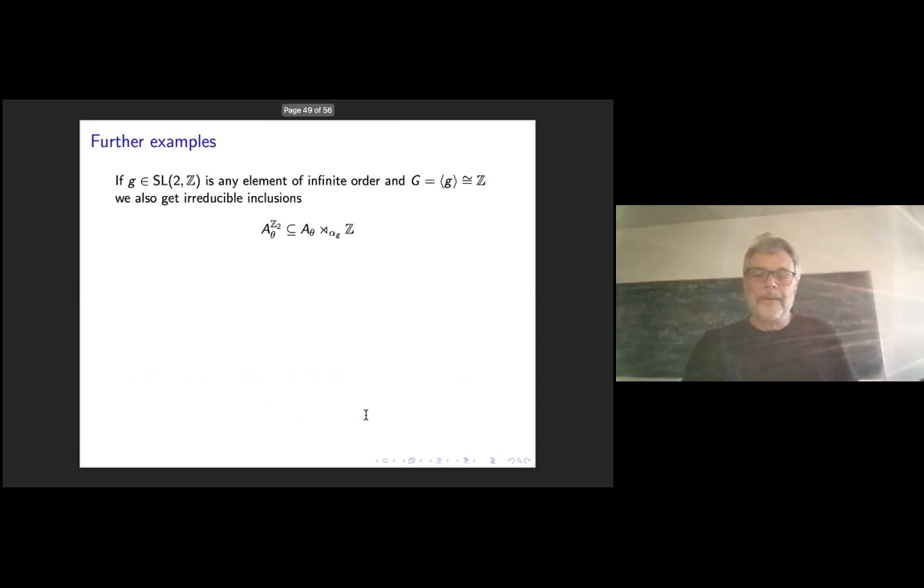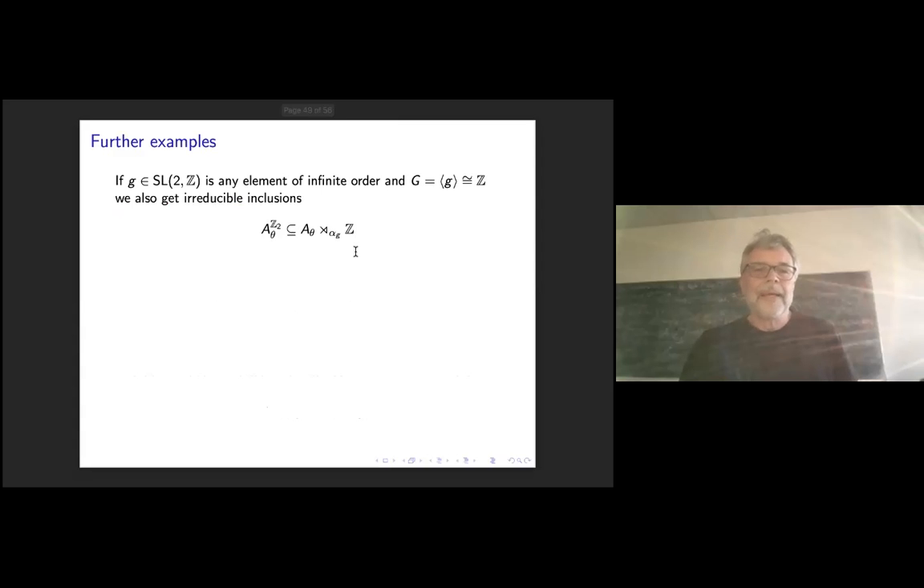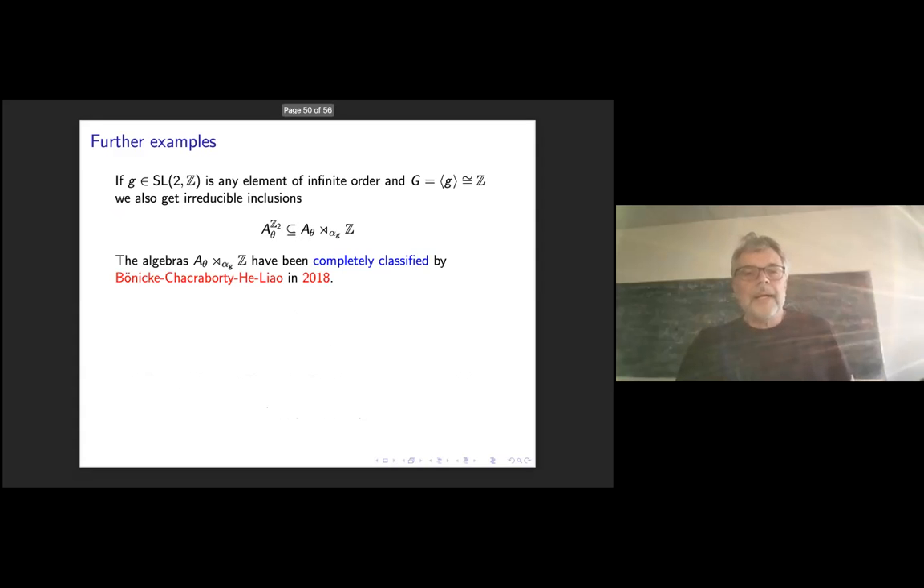But unfortunately, so far we lack a clear description of the intermediate algebras in the other situations. Also, we get irreducible inclusions if we take any element in SL2Z of infinite order, so we get an action of Z. And if we take one of finite order, for instance, Z2, but also you can take any other finite subgroup, then this also gives an intermediate irreducible inclusion. And these algebras, they are also very well known.